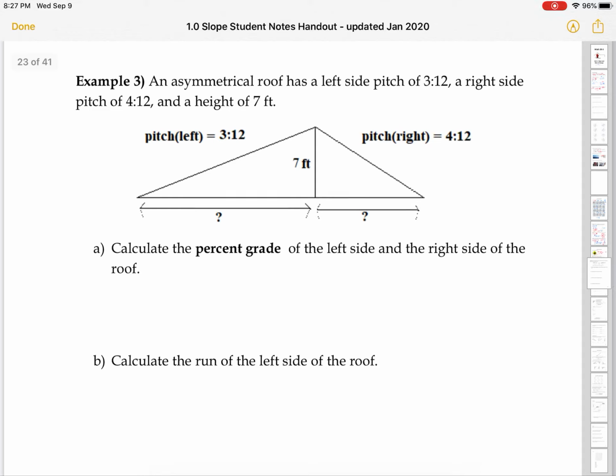Okay, let's do another example. Here we have a roof.